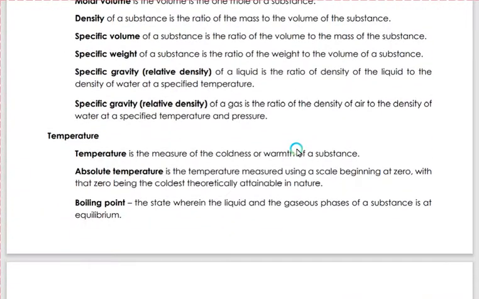Next, we will have temperature. Temperature is the measure of coldness or warmth of a substance. We are already aware of it, even if not word by word in the definition. Absolute temperature is the temperature measured using a scale beginning at 0, with that 0 being the coldest theoretically attainable in nature. So the absolute temperature there is 0.